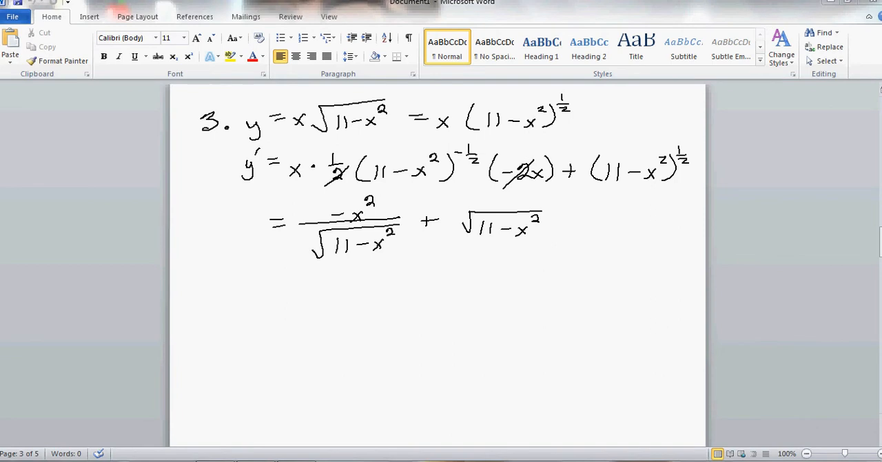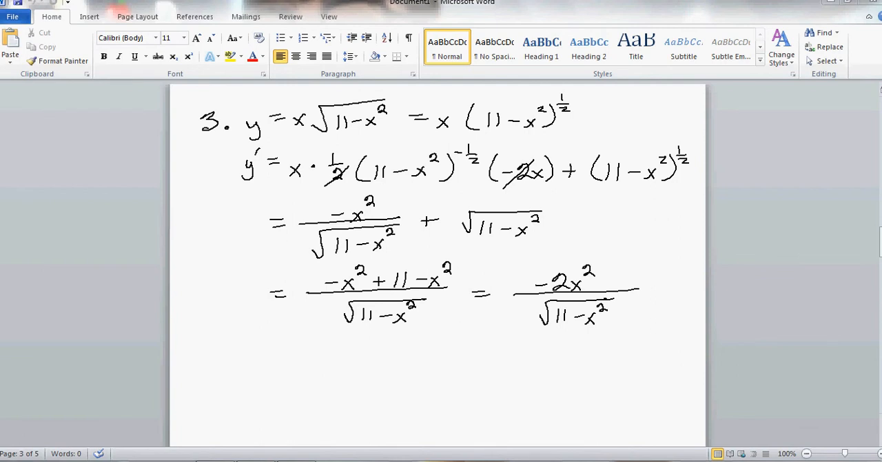Now, in order to do anything, we need to put this all into one big fraction. And so that's not too difficult. Our common denominator is 11 minus x squared, or the square root of it, which means we're going to have negative x squared here, plus, now what I'm going to have to do, I'm going to have to multiply this by the square root of 11 minus x squared, which is very nice. It ends up being that. So finally, we get the square root of 11 minus x squared in the denominator, and this becomes negative 2x squared plus 11.